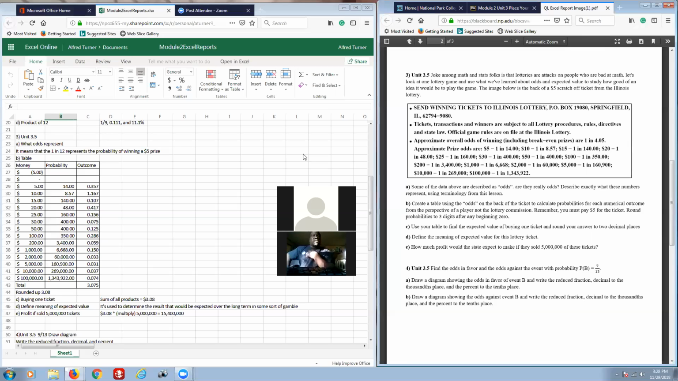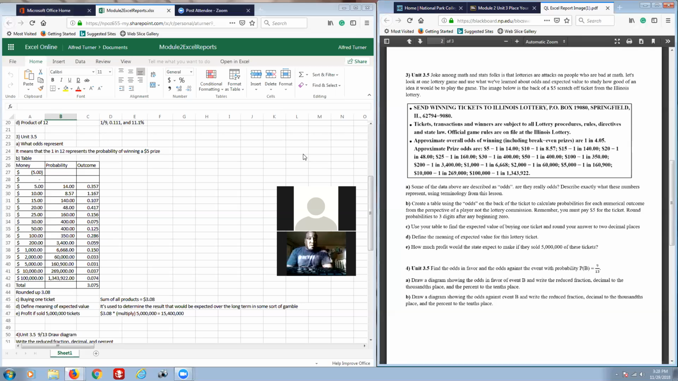Like I said, A, what odds represent is the meaning that 1 in every 12 represents the probability of winning a $5 prize. B, I created my table. C, buying one ticket, sum of all products equals $3.08. Once you broke everything down, the final meaning of expected value is used to determine the result that would be expected over a long term in some sort of gamble.